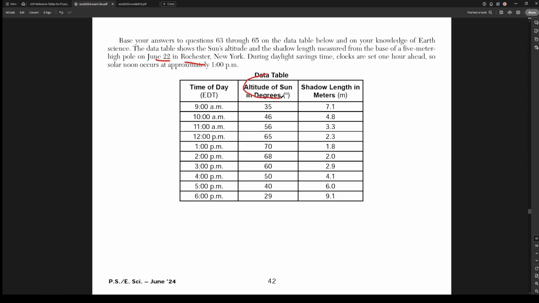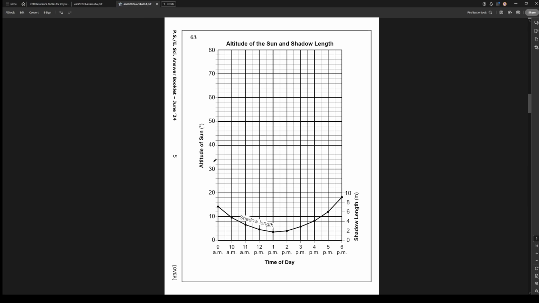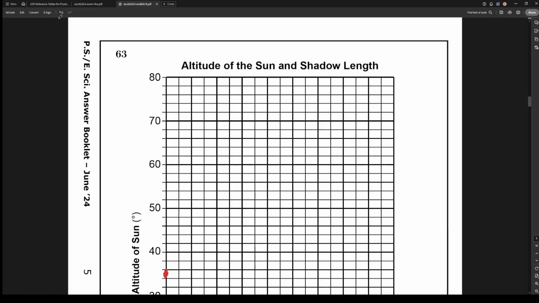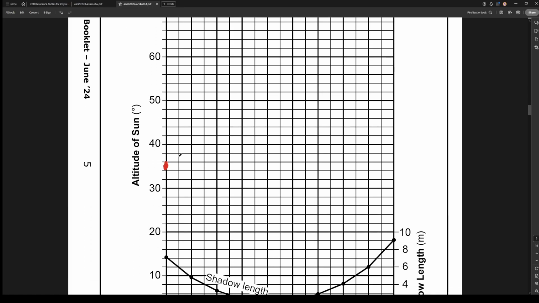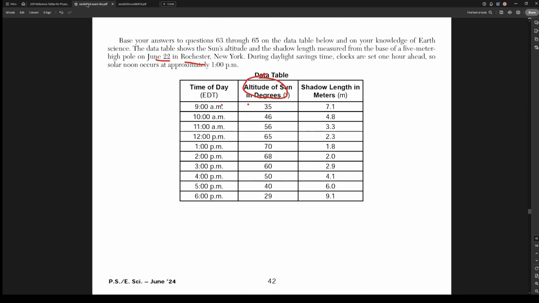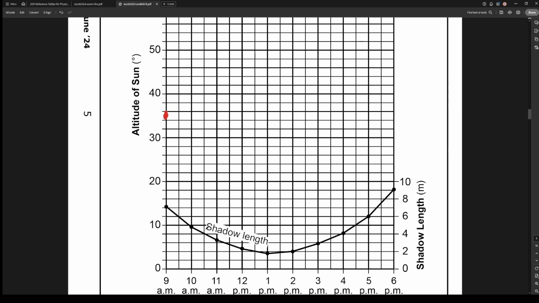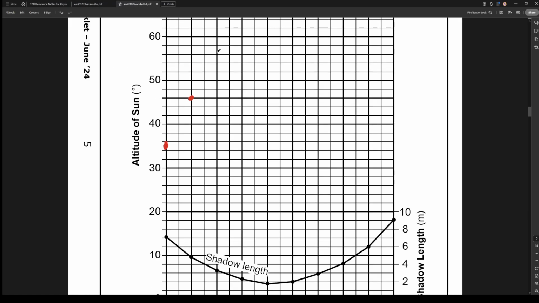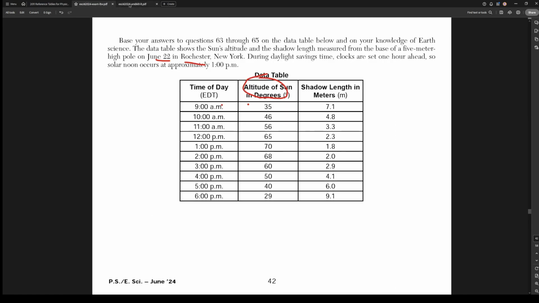So we're doing this one. 9 a.m. is 35. 9 a.m., 32, 34, 35. And you're going to be more accurate than me. Remember, I am on a screen and it's really hard to do this. But I'll try my best. 10 is 46. 11 is 56. I'm just going to make it a little dot and I'll go at the end.